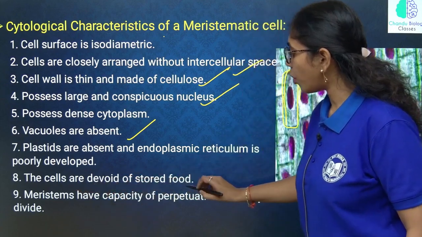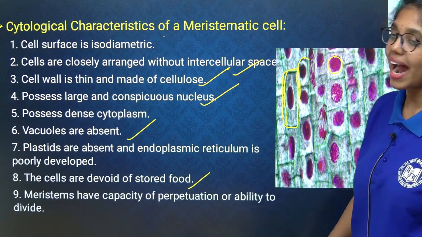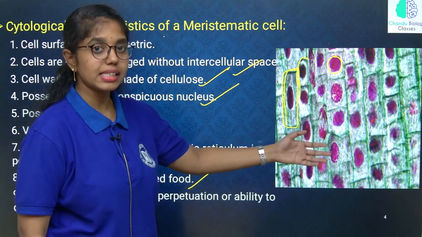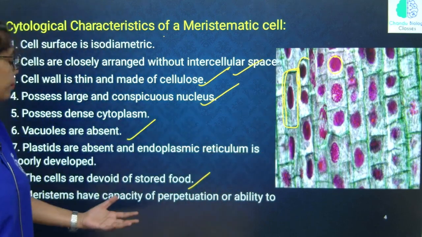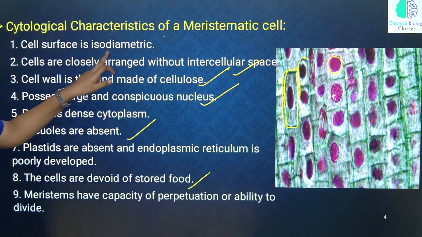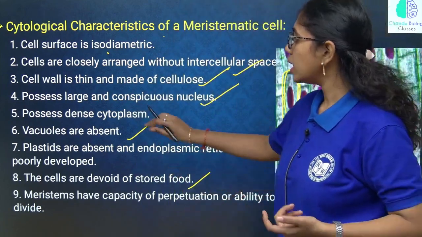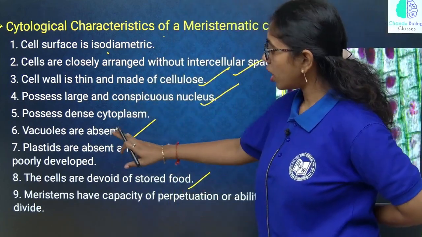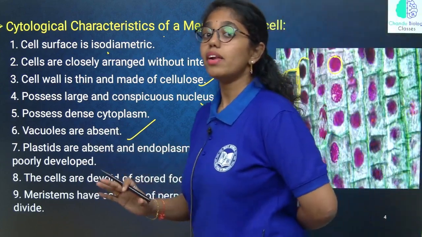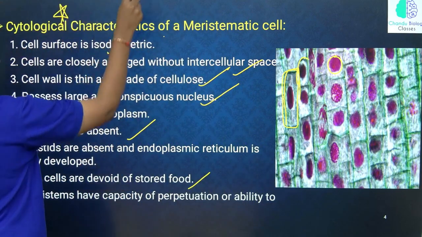The cells are devoid of stored food also, and meristems have capacity of perpetuation and ability to divide. They have the capacity of renewing the cells. The main characteristics which we have to remember is the cells are isodiametric, no intercellular spaces, and cell wall is thin, made up of cellulose. They possess dense cytoplasm. Vacuole is absent, plastids are absent, endoplasmic reticulum is poorly developed and there is no stored food material. These points are very important friends, we have to remember this.